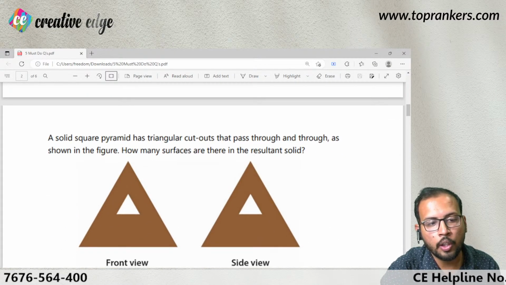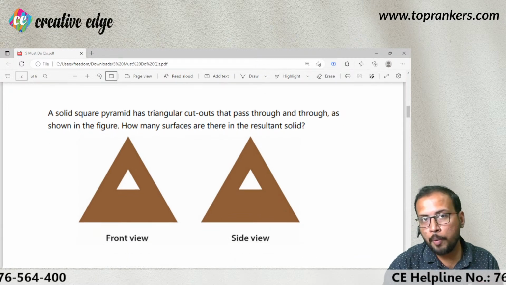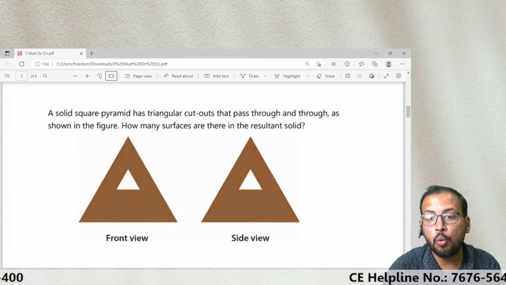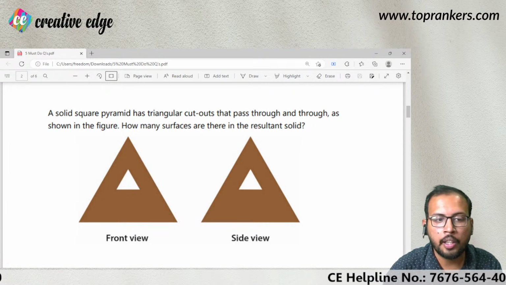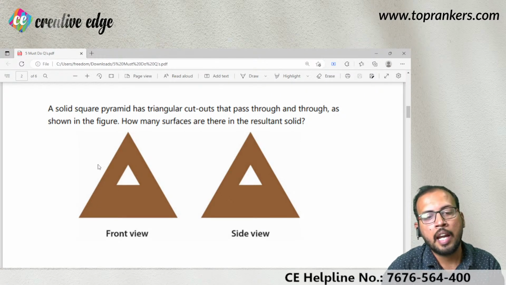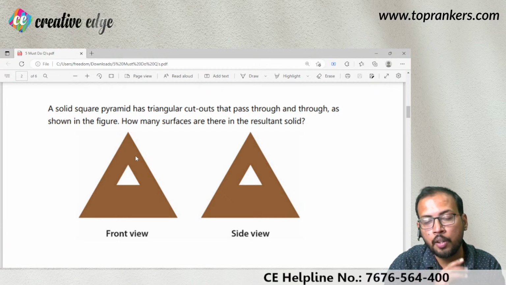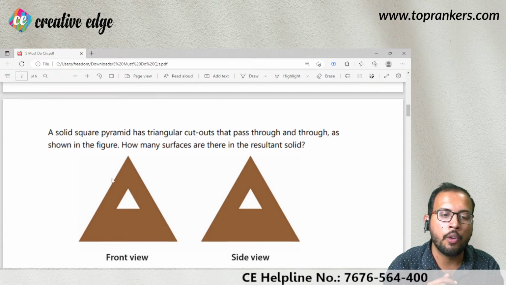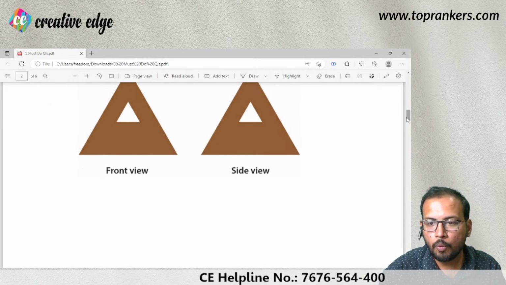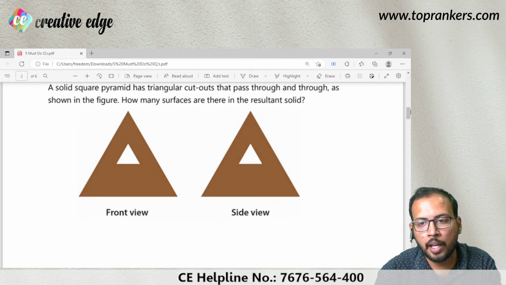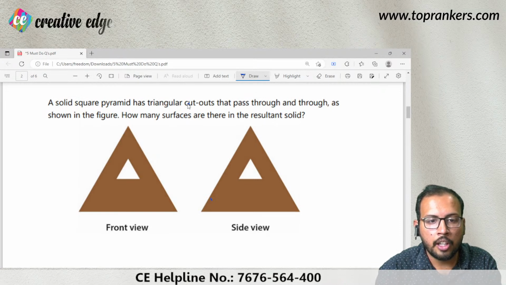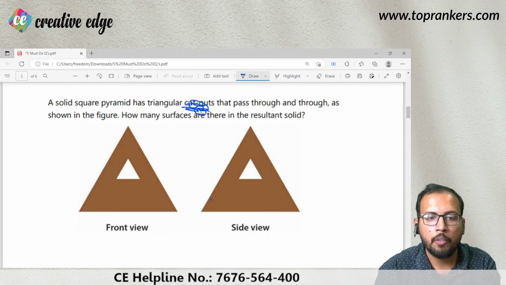So you can see on the very first screen that we have been given that a solid square pyramid has triangular cutouts that pass through and through as shown in the figure. You can see that you have a pyramidal structure, and one of the views, that is a front view, is a triangle, and one hole has been there. So what is given to you in this question? You have been given one pyramid and one cutout has been made, that passes through and through.